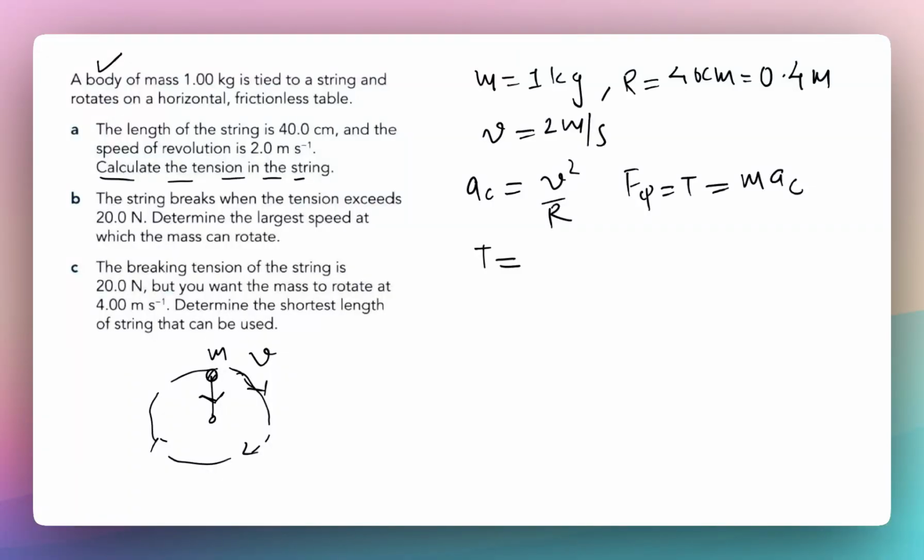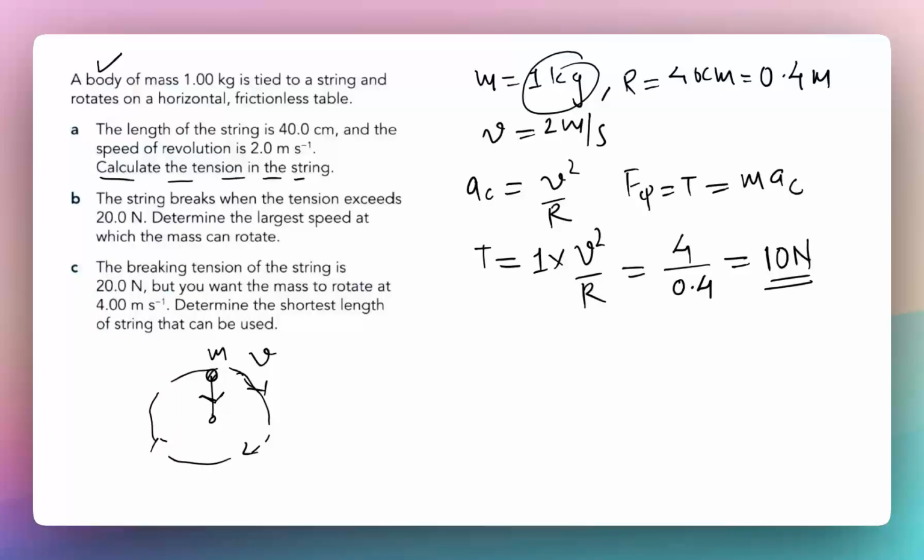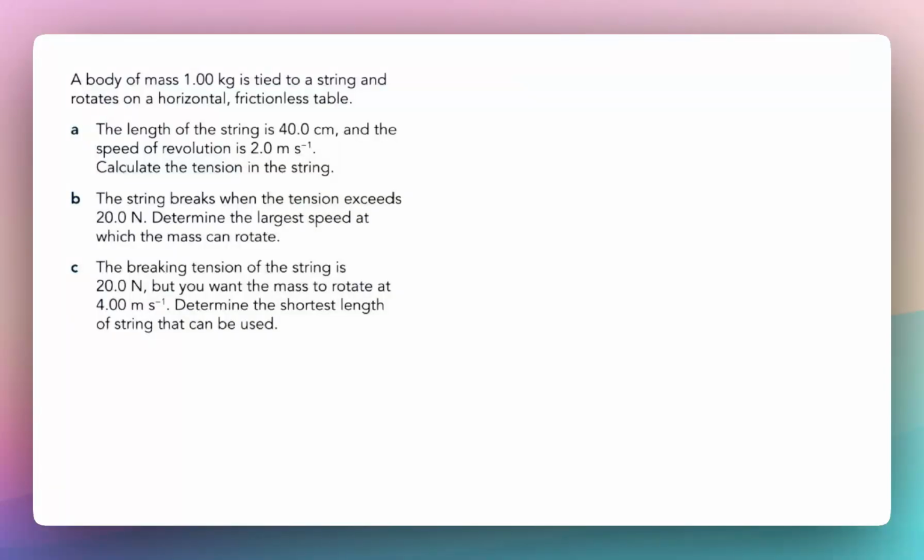The mass is 1 kg, and that's going to be V square by R. So this is V is 2 into 2, 4, and R is 0.4. So that will cut, and basically we'll get 10 newtons. So answer for the part A is going to be 10 newtons. Now let's look at part B.